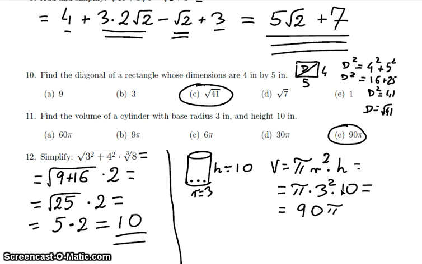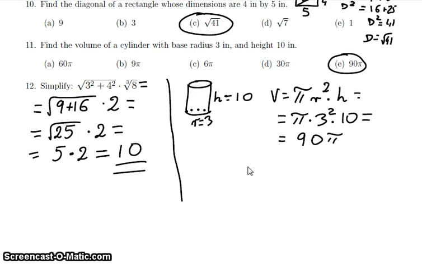So now the radius is 3, the height of the cylinder is 10, and you have what? Pi times 3 squared times 10. 3 squared is 9, 9 times 10 is 90, 90 times pi, and that's answer E. Problem 12. Simplify square root of 3 squared plus 4 squared times the cube root of 8.